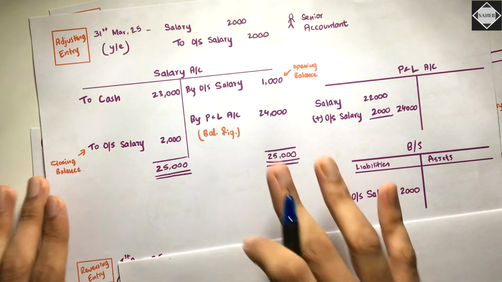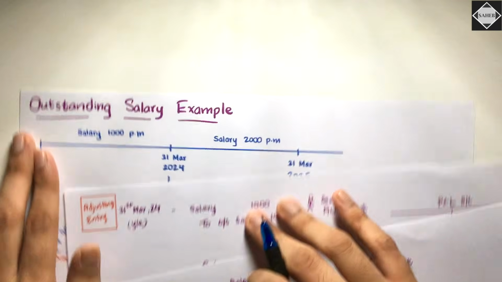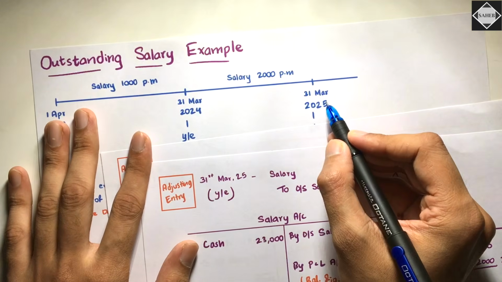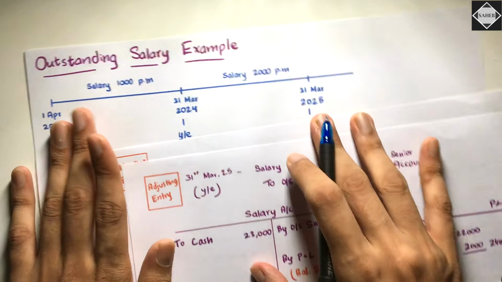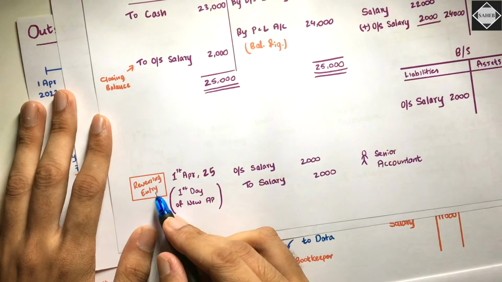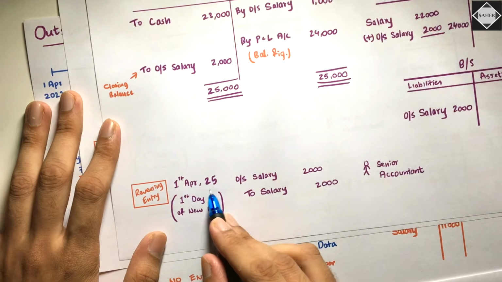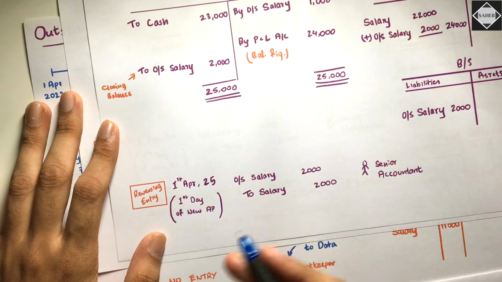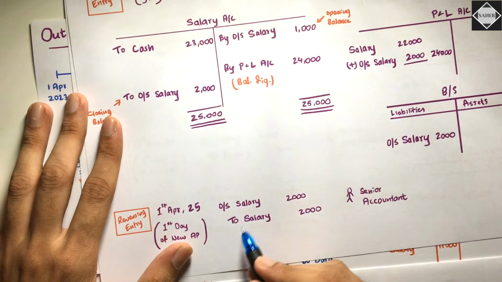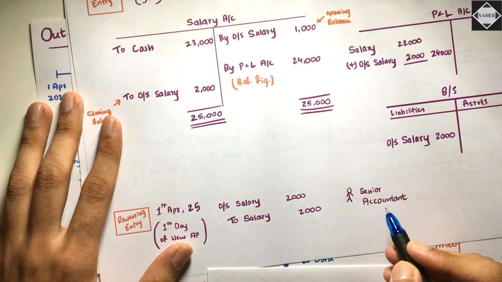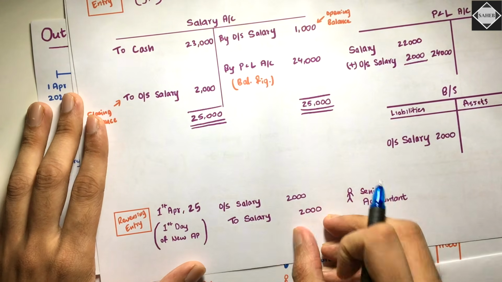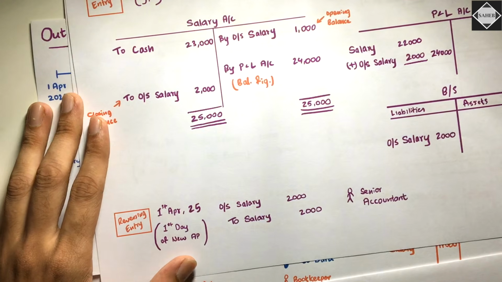And then after this, in the next accounting period, on 1st April 2025, what you have to do as a senior accountant? Immediately you have to pass the reversal entry. Immediately you will have to pass the reversing entry or the reversal entry. 1st April 2025, first day of the new accounting period, exact reverse of this. Outstanding salary to salary, 2,000, 2,000. Is it clear? Fine. So in the new accounting period, again you will have negative balance and the same process will continue. Is that clear?